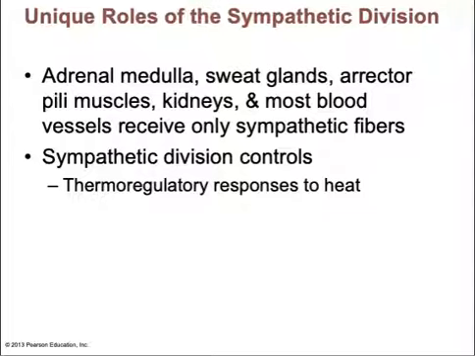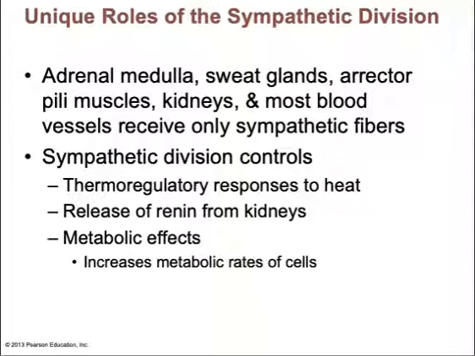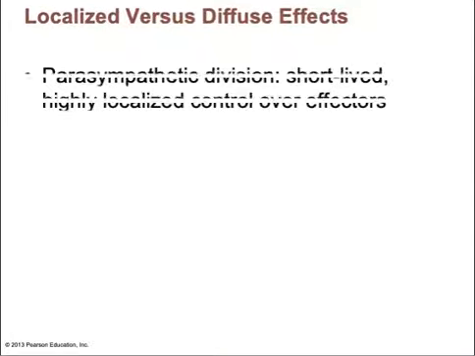So the sympathetic division of the autonomic nervous system is going to be a big player in thermoregulation, in the release of renin from the kidneys, and in controlling our metabolic rate by increasing the metabolic rates of cells and raising blood glucose levels. All right, so it's going to promote gluconeogenesis and glycogenolysis. It also helps to mobilize fat for use as fuel.